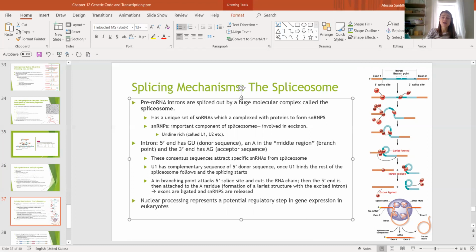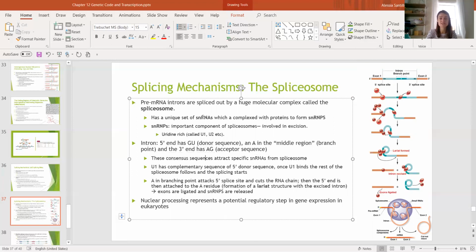intron. At the 5' end of the intron, you'll find a GU donor sequence. You'll find a branch point adenine in the middle area of the intron, and then at the 3' end, you'll have an acceptor sequence, which basically carries an adenine and a guanine. Okay, so these are consensus sequences, right? They're found in every single intron.